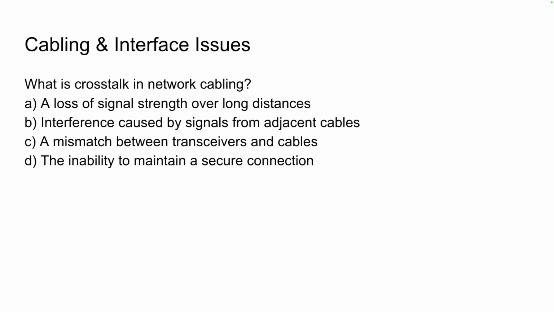And here we go. So what is crosstalk in network cabling? A loss of signal strength over long distances. That would be attenuation. Interference caused by signals from adjacent cables. That's pretty good. A mismatch between transceivers and cables. That is a transceiver mismatch. The inability to maintain a secure connection. That is some kind of cabling or wiring issue. So what do we have? We have the interference caused by signals from adjacent cables.